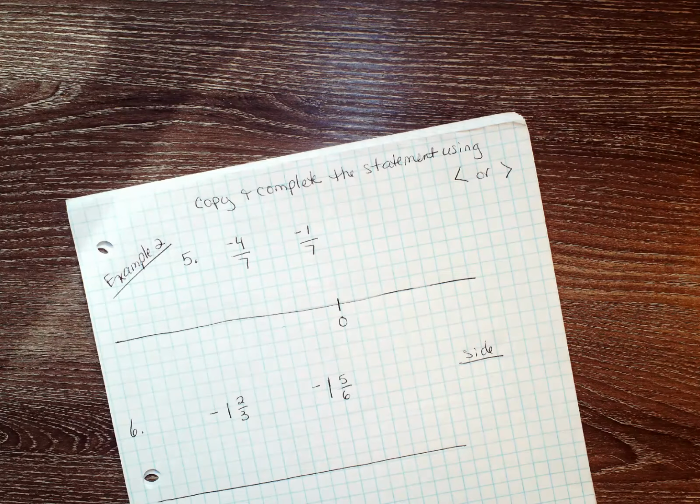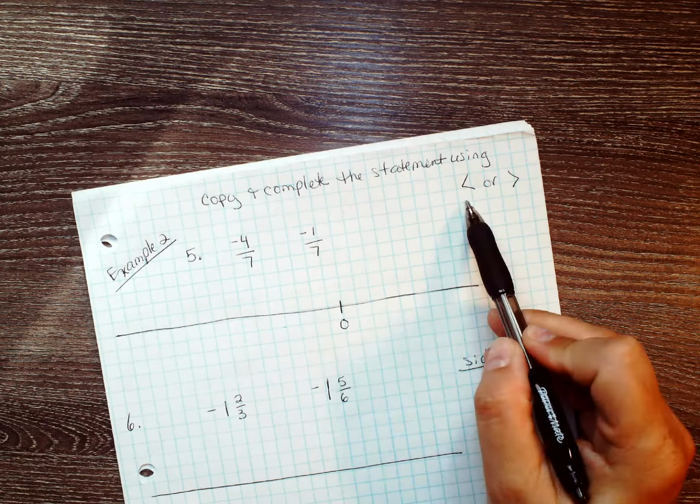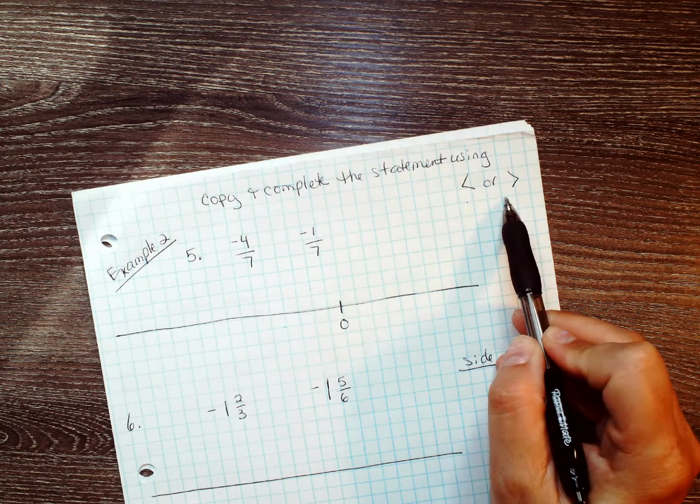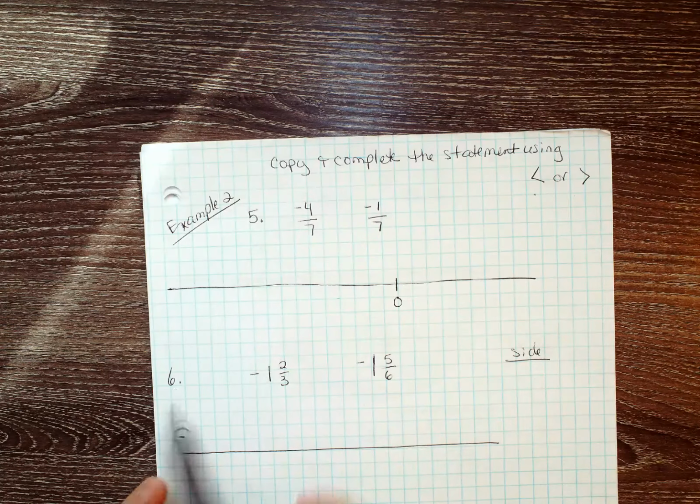Okay, everybody, this is for lesson 8.3. This is going to be on example 2, and if we have enough room in the video, we'll do example 3, or that might be on a different video. We're going to copy and complete the statement using a less than sign or a greater than sign. So we're going to work with numbers 5 and 6 from example 2.